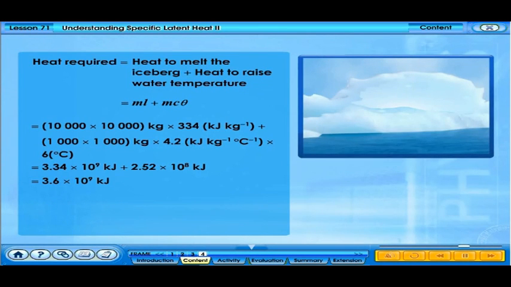Heat required equals the sum of the heat to melt the iceberg and the heat to raise the water temperature. Therefore, the total heat required equals 3.6 times 10 to the power 9 kilojoules.